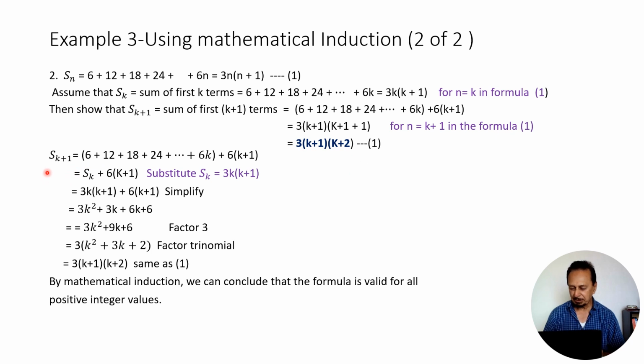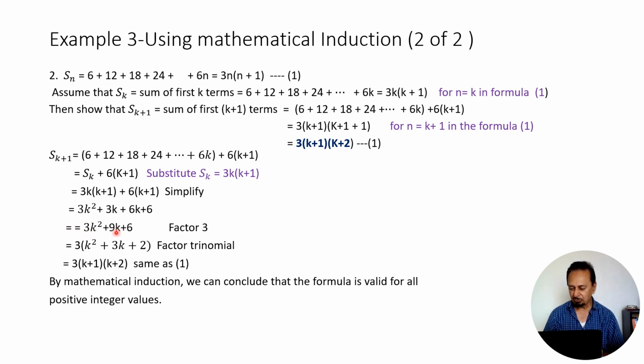So let's see, S sub k plus 1 is 6 plus 12 plus 18 plus 24 plus 6k plus 6 times k plus 1. Well, this is S sub k by assumption, and this is equal to 3k times k plus 1. So we wrote that here. Now we add this one. Let's distribute: it becomes 3k squared plus 3k plus 6 times k, 6k, 6 times 1 is 6.